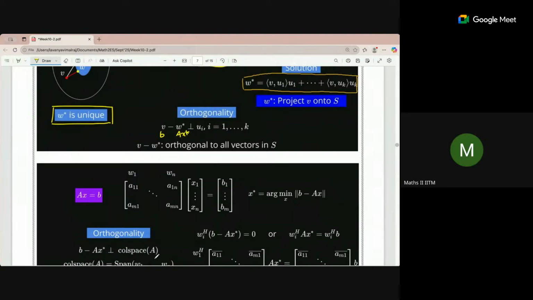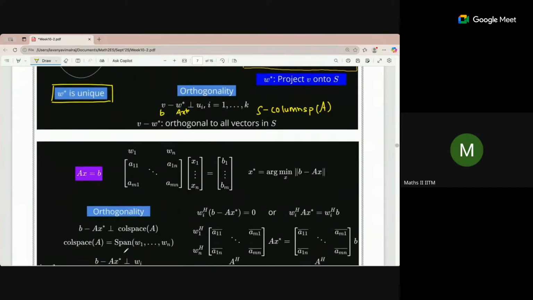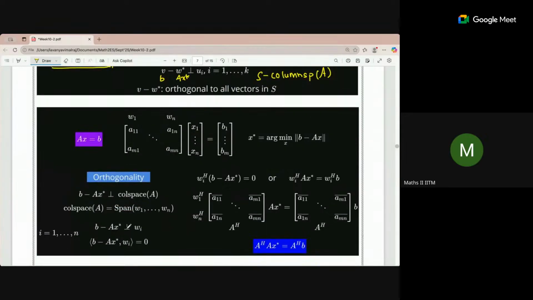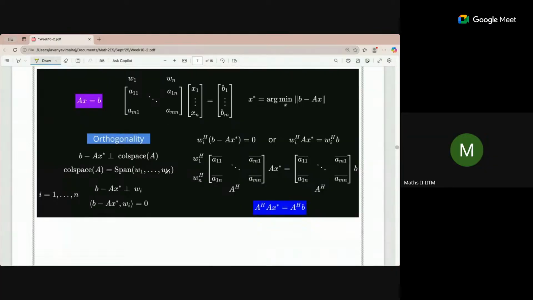And what is this column space of A? Your S is your column space of A. So B minus Ax star is orthogonal to each of these ui. It means that V minus W star is orthogonal to all vectors in S. In this case, your V is B, your W star is Ax star, and your S is simply the column space, which is the span of the columns of A. Let's call the columns of A W1, W2, ..., Wn. Now B minus Ax star is orthogonal to each of these Wi, so the inner product is 0. This inner product can be rewritten in another form.